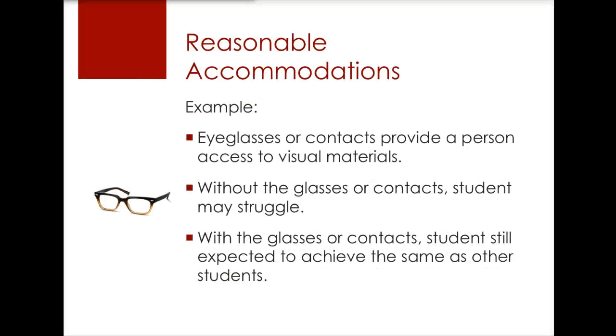If a student is taking a course for credit, then the types of accommodations fall under what we call reasonable accommodations for the student. So they don't change the instruction for the student, they just remove the barrier that the disability creates so that the student can access the content, similar to a person wearing eyeglasses or contacts. People wear those to have access to visual materials, and without the glasses or contacts, students may struggle. You or I may struggle without glasses or contacts. But with the glasses or contacts, students still are expected to achieve the same as other students. Now, as an institution of higher ed, we don't provide glasses for students, but a reasonable accommodation falls within the same parameters as a pair of glasses would.